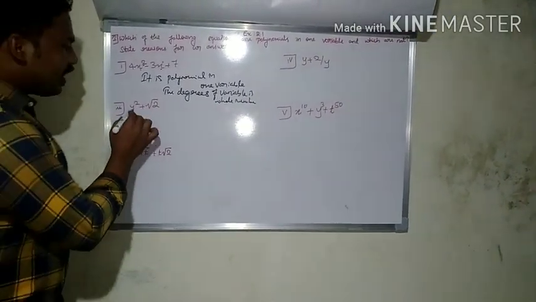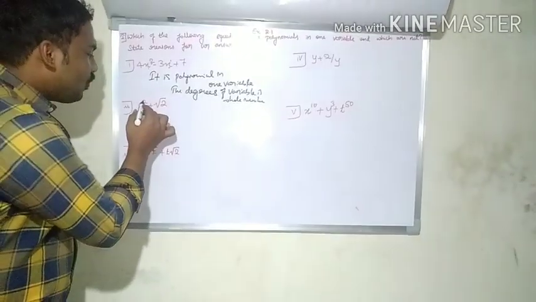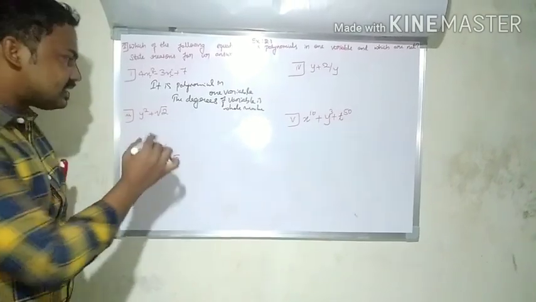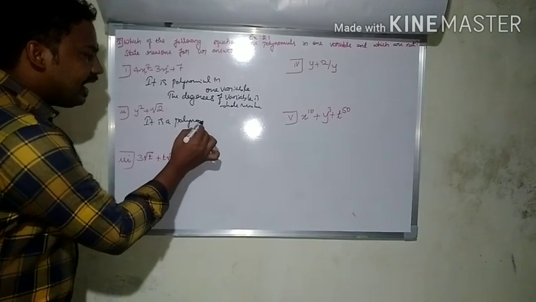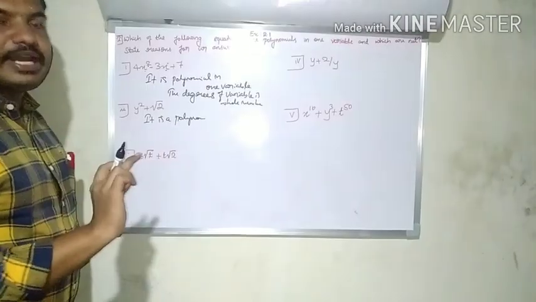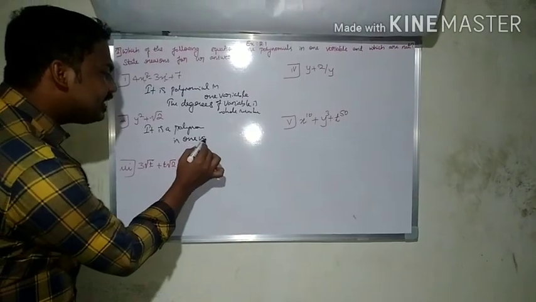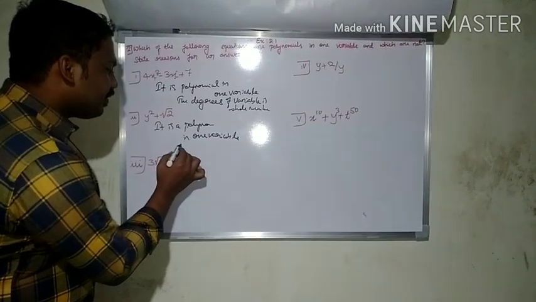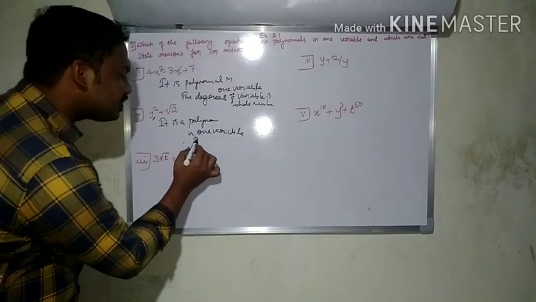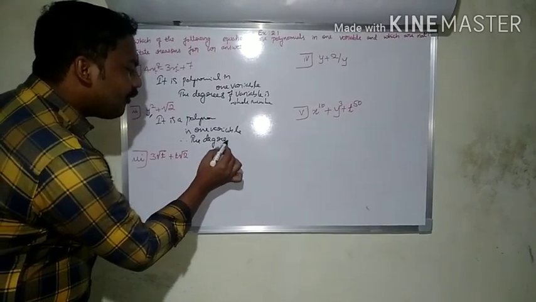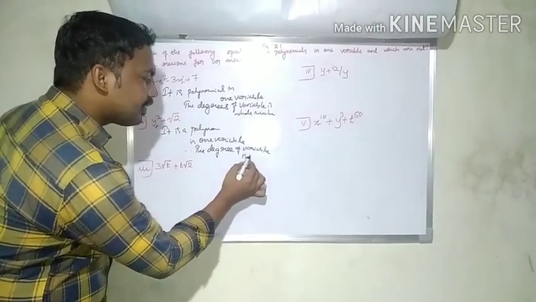Then move to the second question: y square plus root 2. Here y is a variable and the degree of y is 2. 2 is a whole number. Yes, it is also a polynomial. How many variables are there here? Only one single variable. Therefore, it is a polynomial in one variable. Why is it a polynomial? Because the degree of the variable is a whole number.